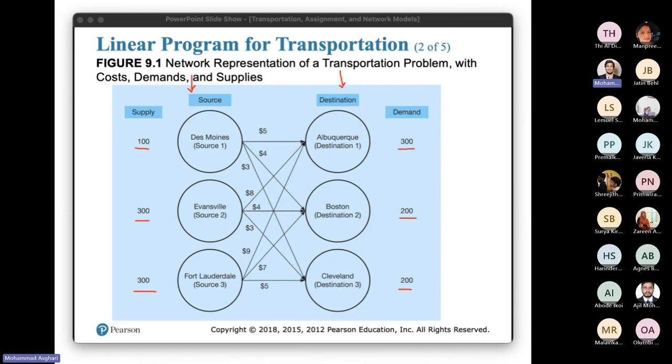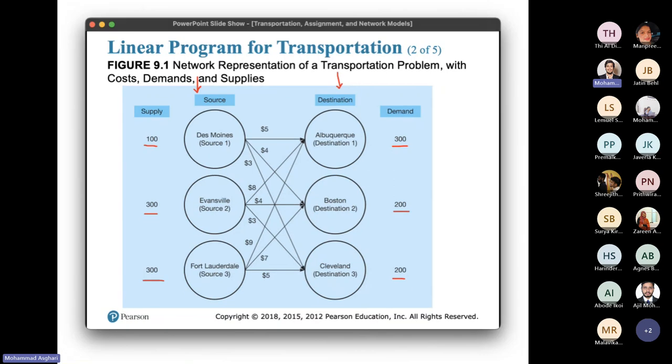We have also some arcs here. What is this arc referring to? It's the production or transportation cost. So it means that if I want to send one unit, one furniture, from source one to destination number one, how much should you pay? $5.